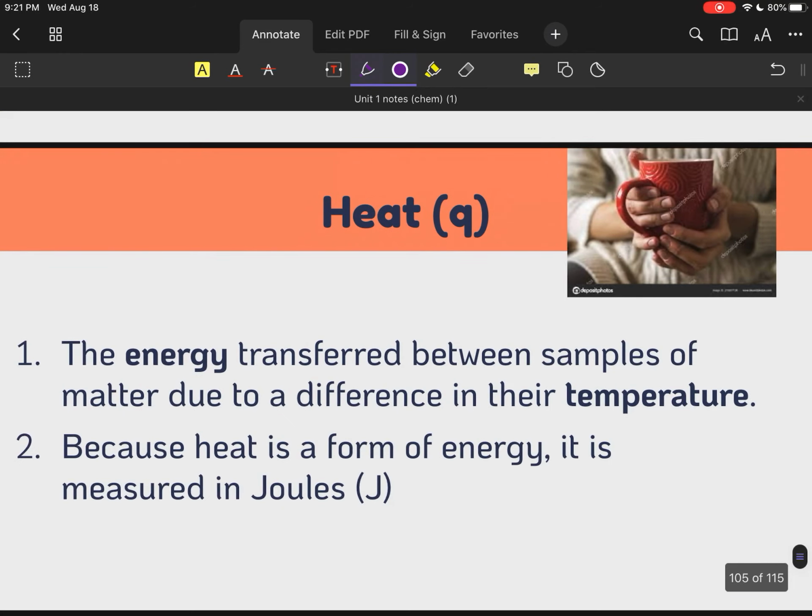When we're talking about heat, we're talking specifically about the energy that moves between samples. The reason this energy moves between samples is because there's a difference in their temperature, or a difference in how fast those particles are moving. One thing we also want to make sure we know is that because heat is a form of energy, we measure it in joules. So all energy is measured in joules. It's just a unit, just like we measure length in meters and mass in grams. We measure energy in joules.